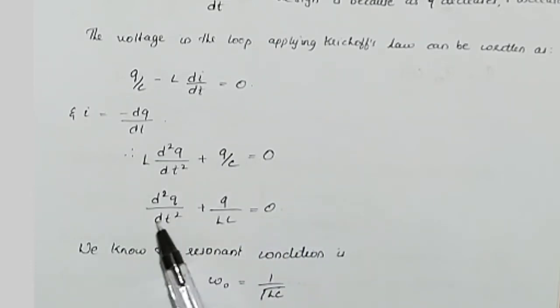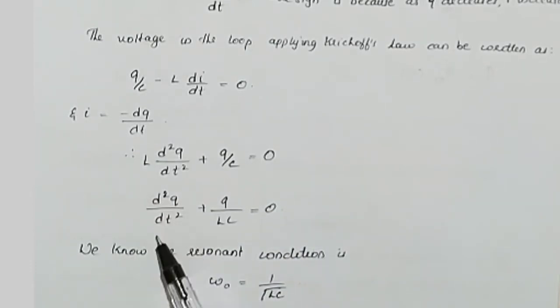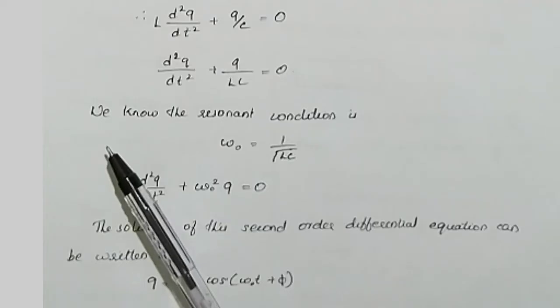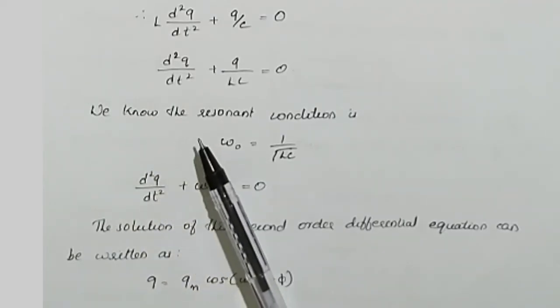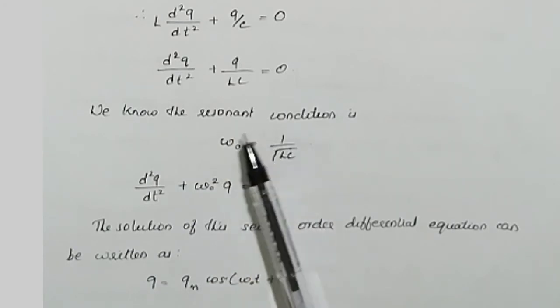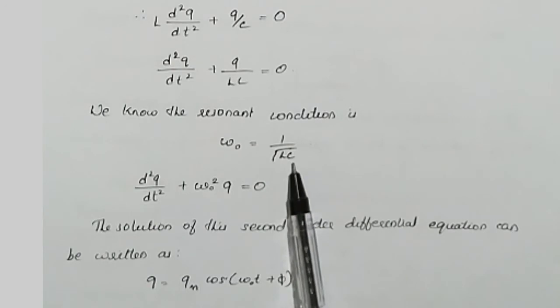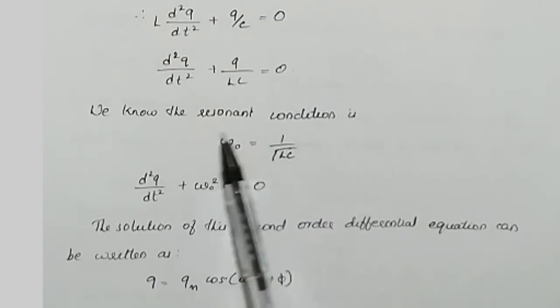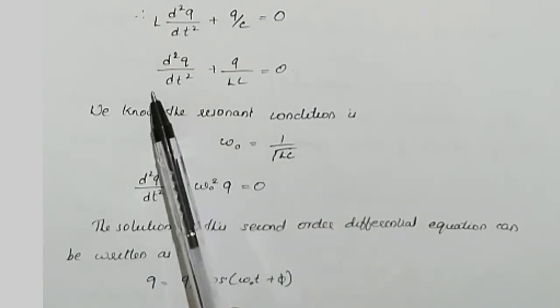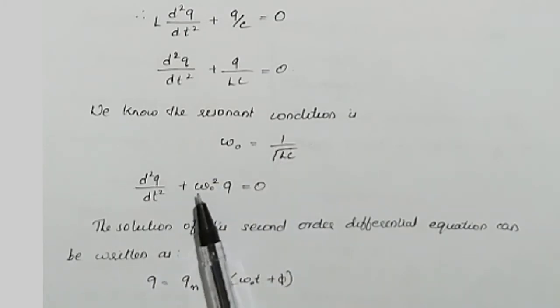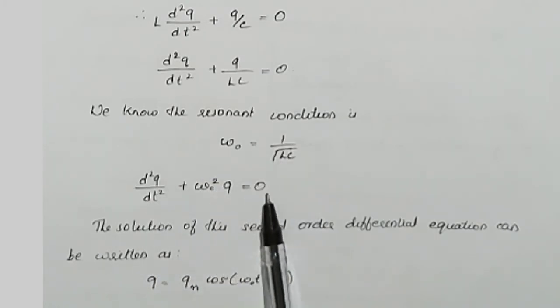Now, rearranging, we can write it as d²q/dt² + q/LC = 0. And if you remember, we have already discussed the resonance condition, which is the natural frequency given by ω₀ = 1/√(LC). Now, taking this condition, we can rewrite this expression as d²q/dt² + ω₀²q = 0.